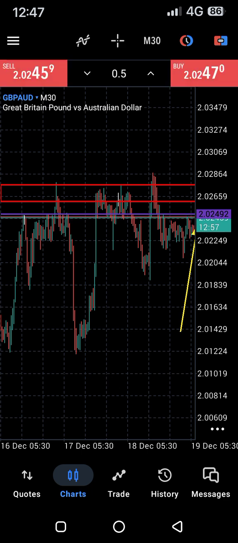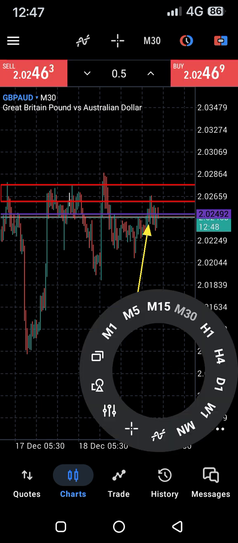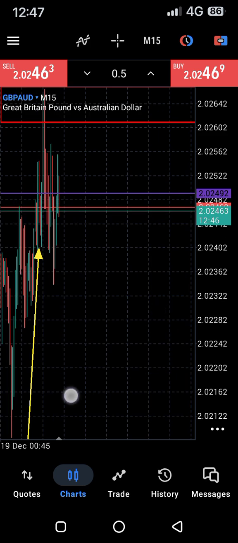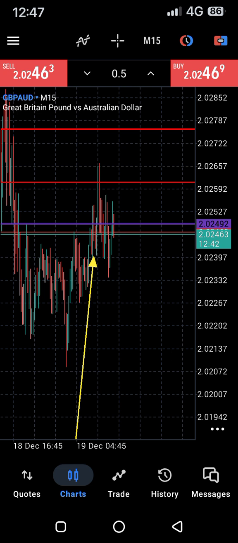But yeah, let's wait. This could be a pullback candle, so I'll just give it time to finish. In the M30, I go to the M15 maybe. Yeah, this could be a pullback candle, so I'll wait the second time that price comes above the level, then I'll take my entries for buys. Simple as that.